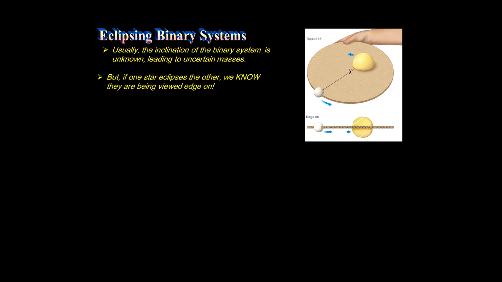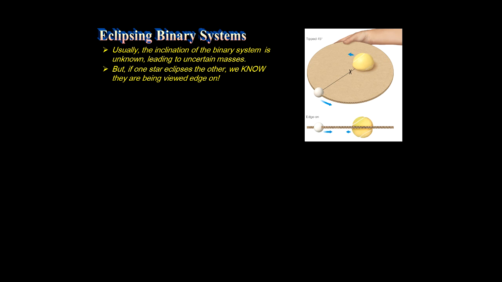In addition to visual, we have eclipsing binary systems. Very important, probably the most important category, it would be fair to say. The problem with binaries is usually we don't know the inclination of the orbits. I mean, you look over here and at what angle is the plane of the orbits of the two stars? Is it face on, edge on, somewhere in the middle? Usually it's somewhere in the middle. So because of that uncertainty, it leads to uncertain masses as well.